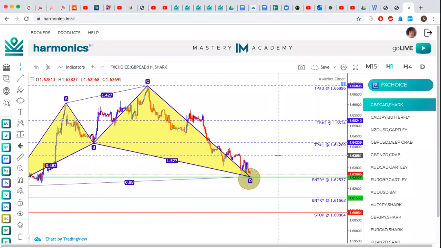Also under Go Live, we have educators that show how to use the scanner. Okay, and maybe you, hold on, Alicia.